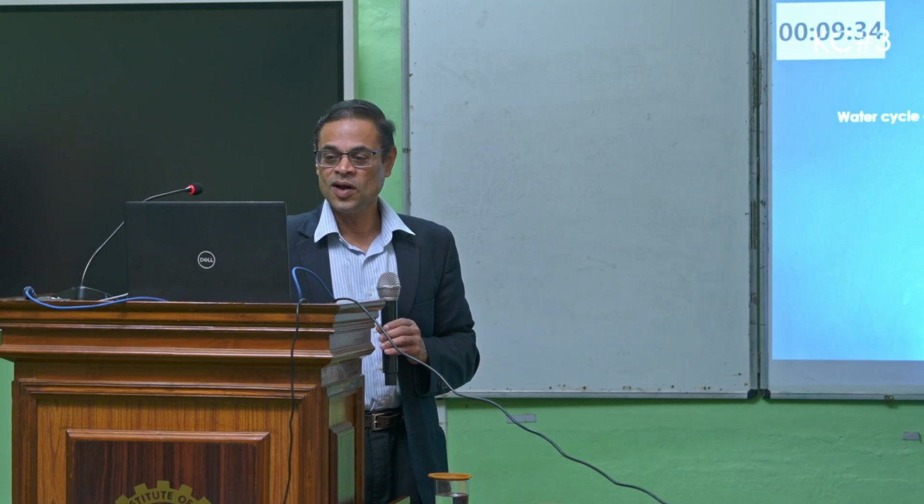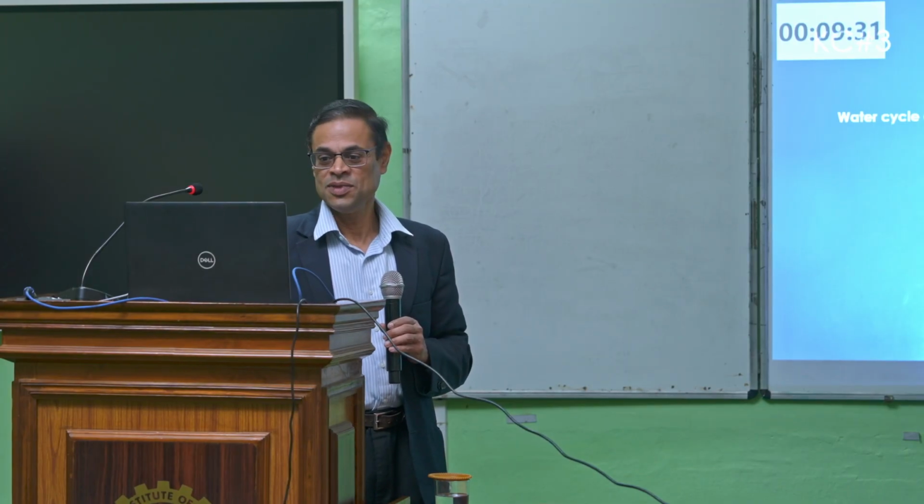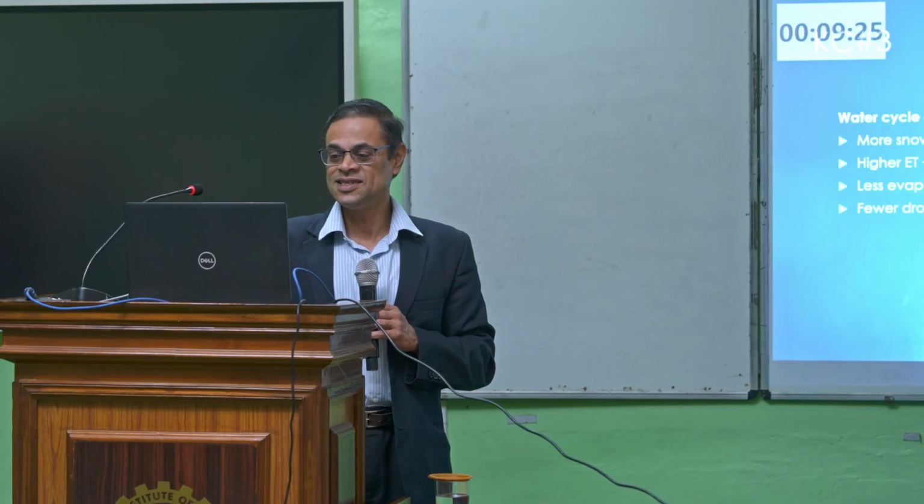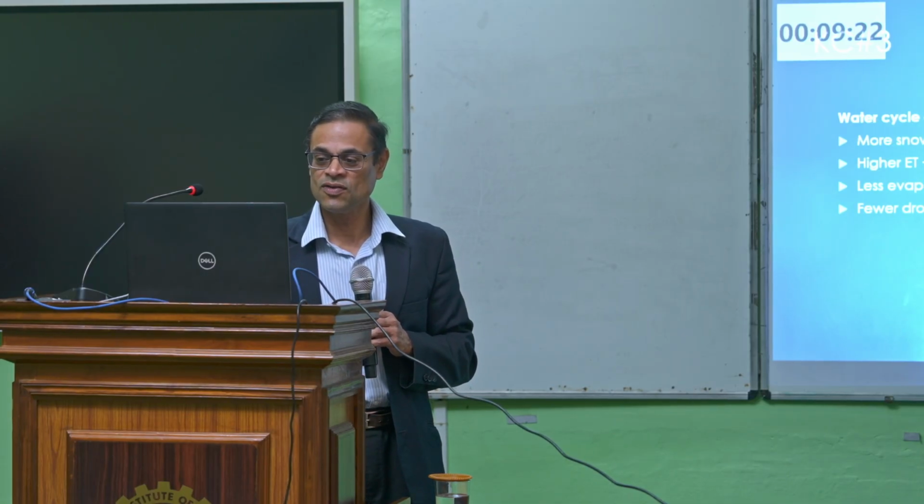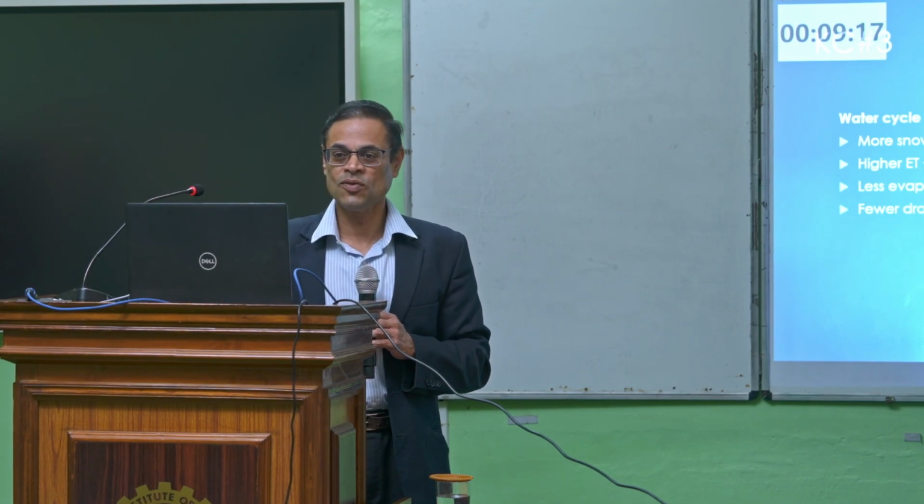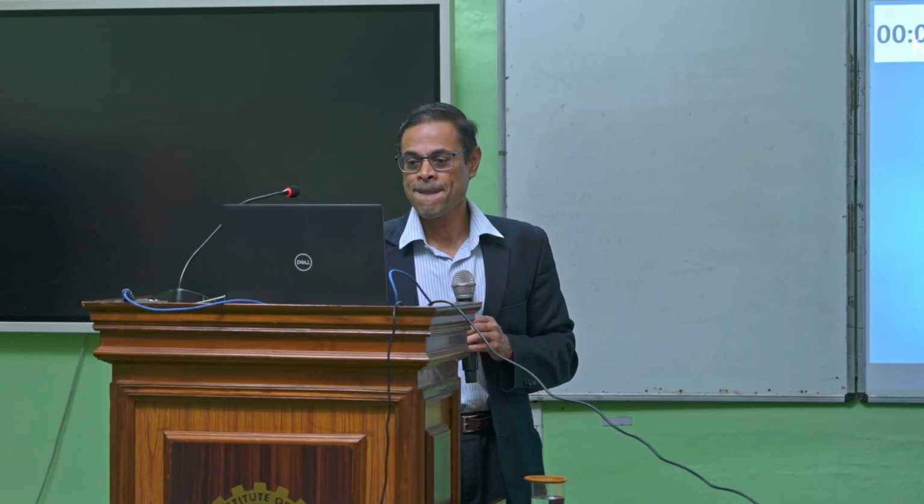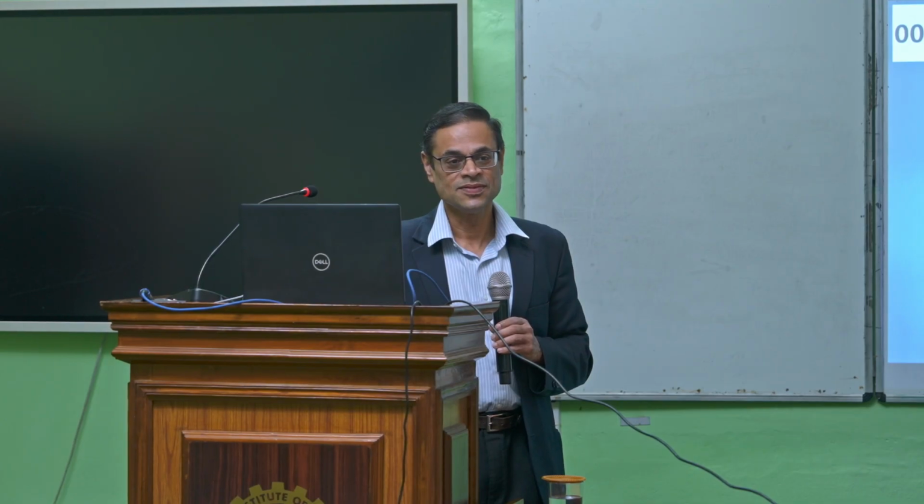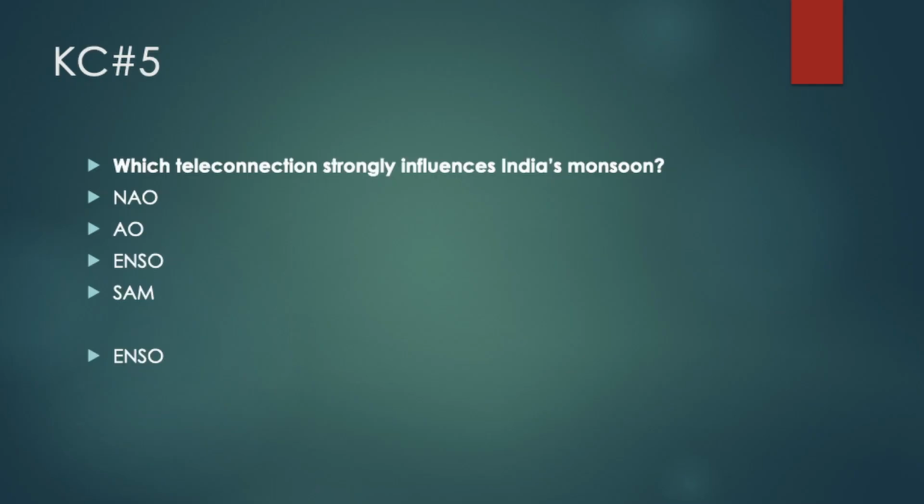It's simple. Water cycle acceleration means what? More snow or higher ET? We didn't talk about ET, but talked about more intense rainfall, faster fluxes, then less evaporation or fewer droughts. What does water cycle exactly mean? So should we go for the second option? Yes, that's correct. Over 90% of excess heat in the climate system is stored in the oceans. Very good. The last one.